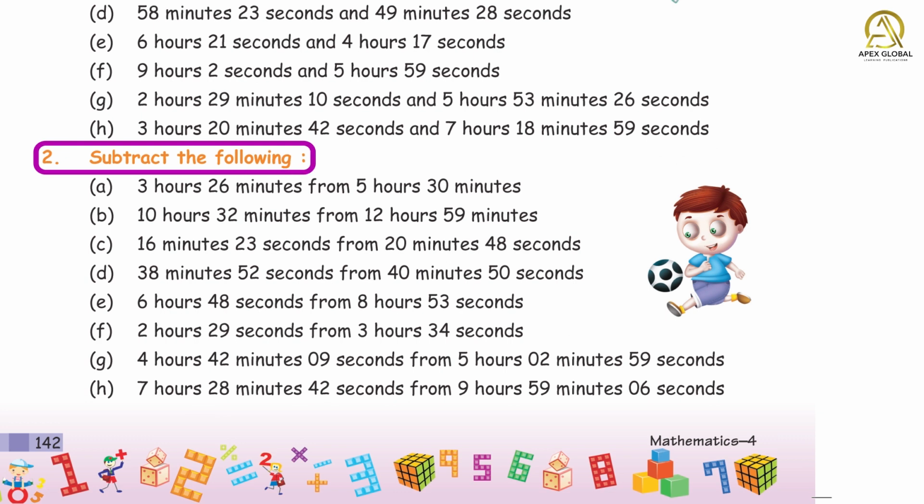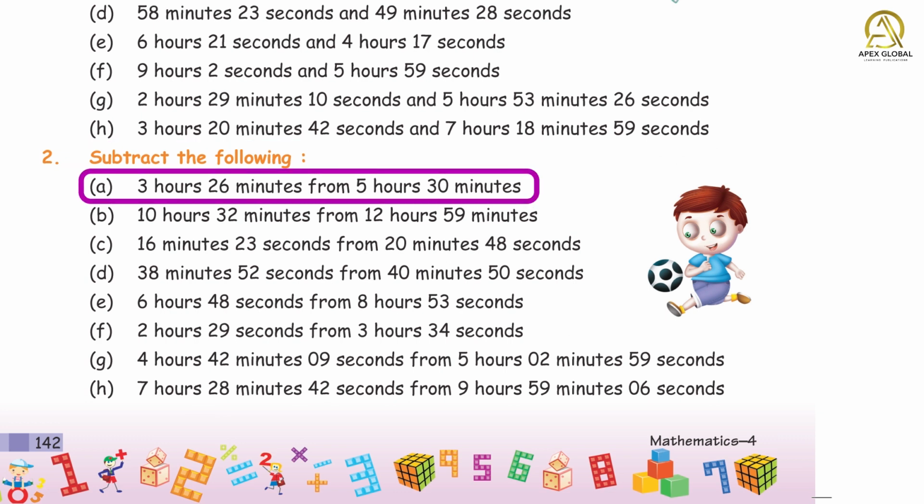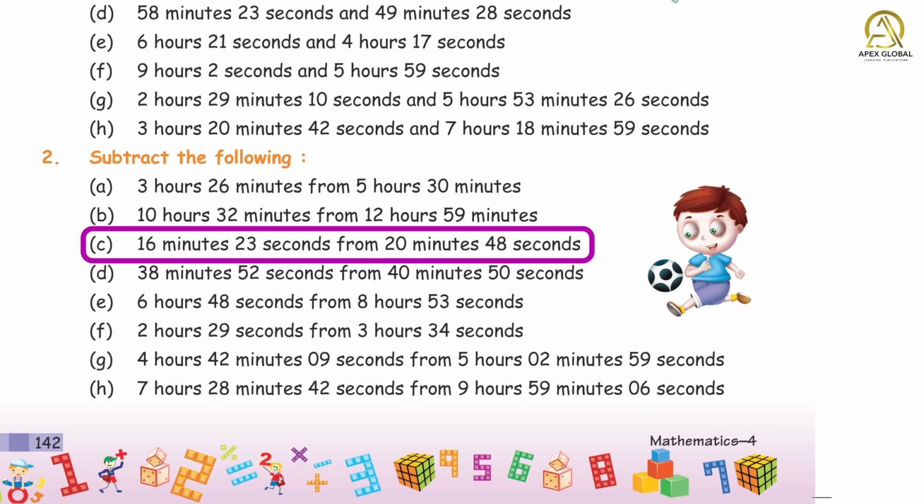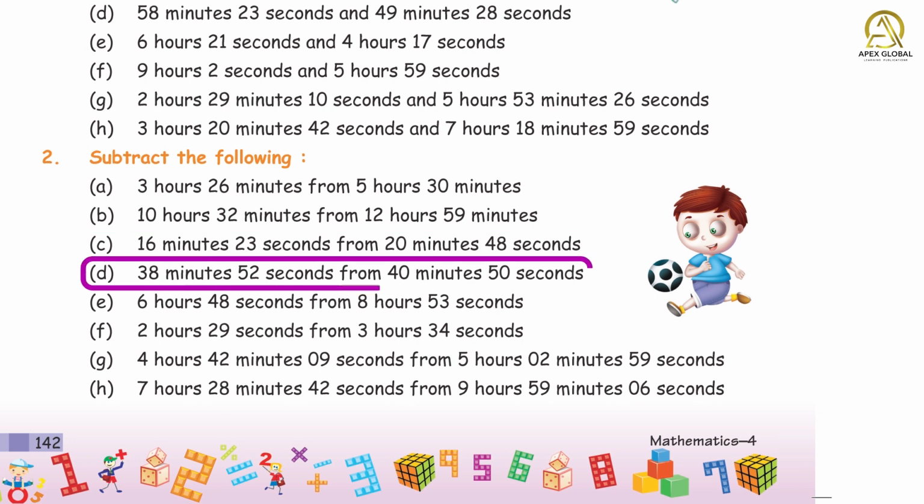Question 2. Subtract the following: A. 3 hours 26 minutes from 5 hours 30 minutes. 2 hours 4 minutes. B. 10 hours 32 minutes from 12 hours 59 minutes. 2 hours 27 minutes. C. 16 minutes 23 seconds from 20 minutes 48 seconds. 4 minutes 25 seconds. D. 38 minutes 52 seconds from 40 minutes 50 seconds. 1 minute 58 seconds.